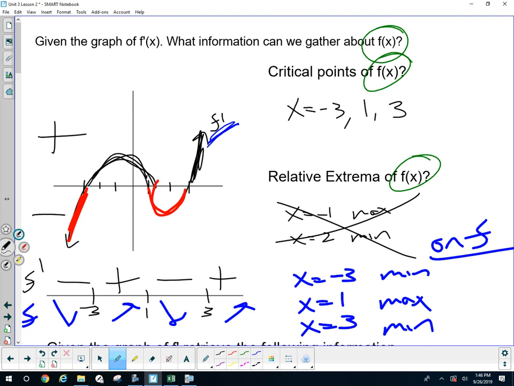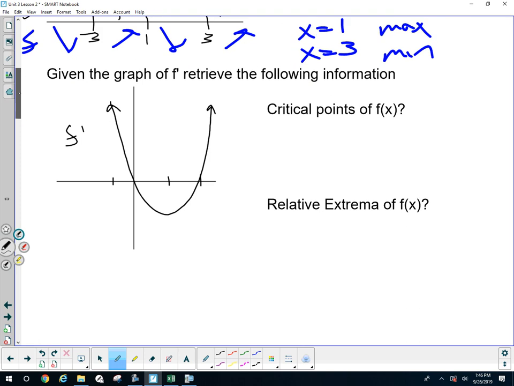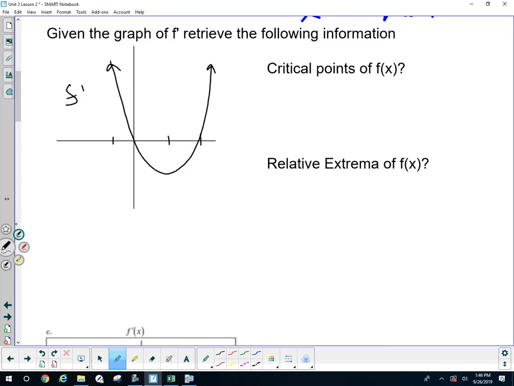Critical points at -3, 1, and 3. Maxes, mins at those locations. Let's do another one. What are the critical points on F? Where are the maxes and mins on F?